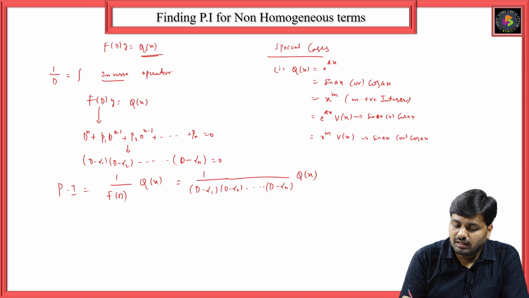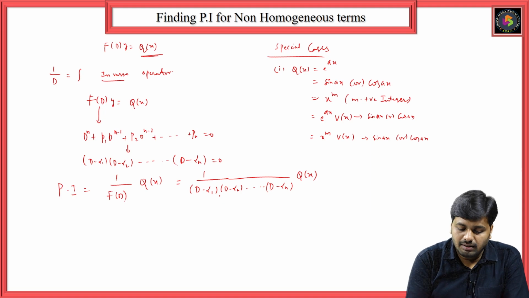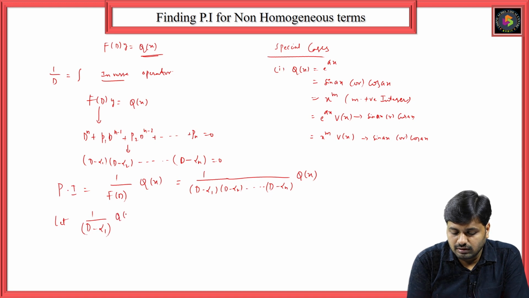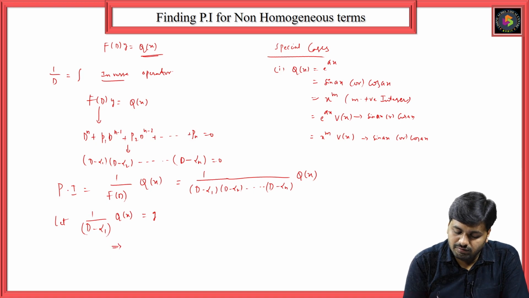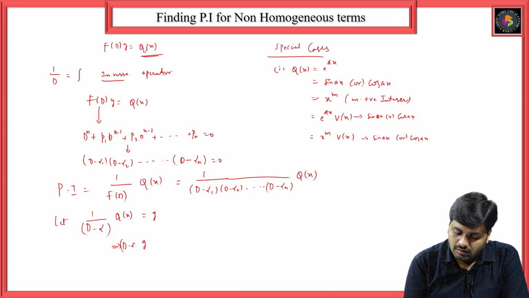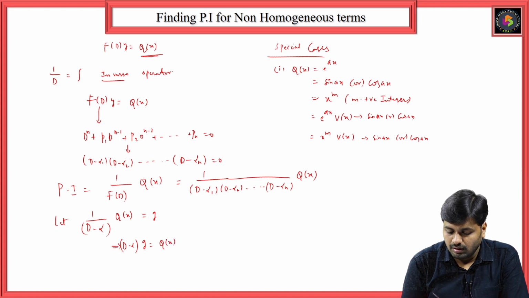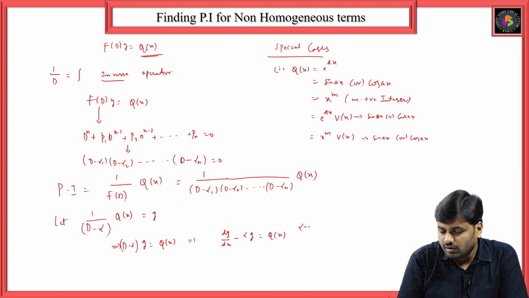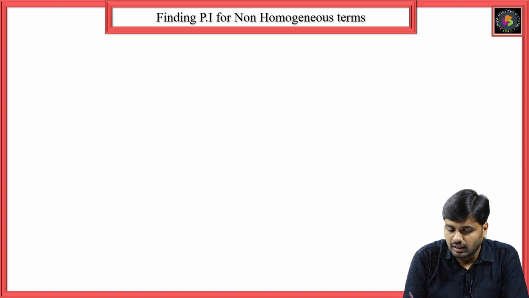To solve this expression, I will solve for only one case, that is the D minus alpha case. Let us write 1 by D minus alpha 1 into Q of x equal to some G. Now by cross multiplication, this equation becomes D minus alpha into G equal to Q of x. This is an equation dG by dx minus alpha into G equal to Q of x, where alpha is a constant, because it is a root of the above equation.